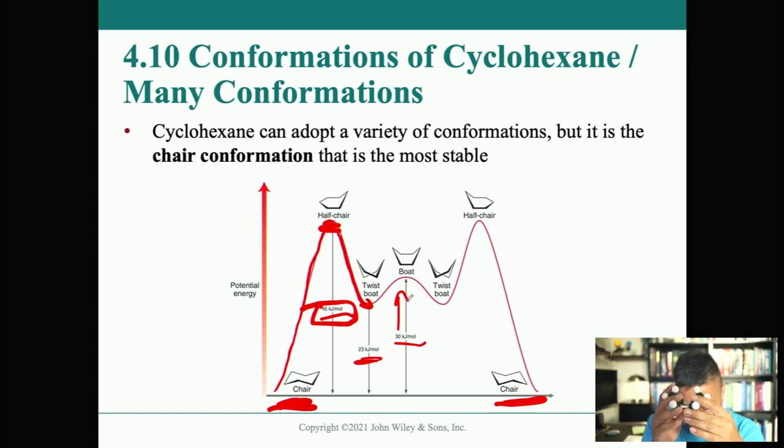So now the twisted boat can twist again, but it's going to twist on this side this time. So it looks like this now, right? So again, this is 23 kilojoules per mole higher than the chair conformation, and then it can flatten out even more like that. So now I have the legs of my lawn chair lifted, but then my head is flat, right? Let me just show you that real quick.